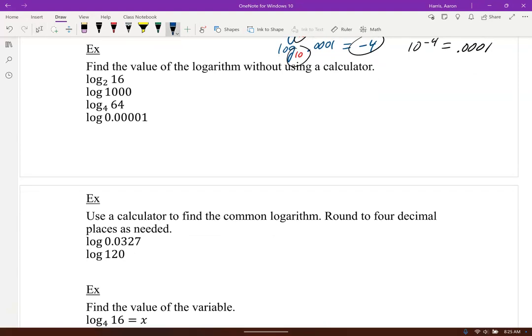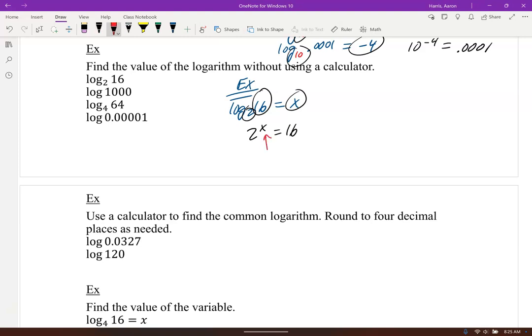So for this first one, we have log base 2 of 16. What you do is you say, well, I'm trying to find the value of this, so let me set it equal to x. I'm trying to find what x is. So I put it in exponential form: 2 to the x equals 16. And then I answer the question: what would x have to be?